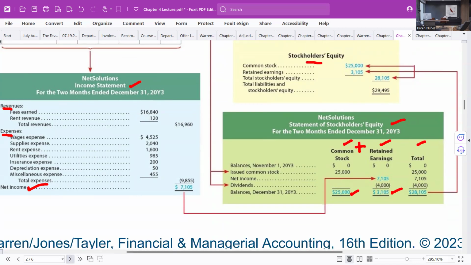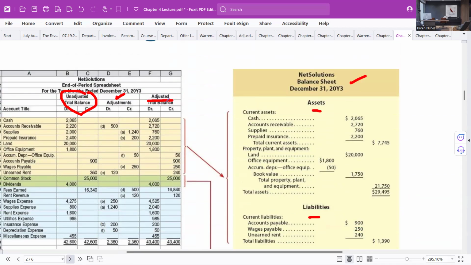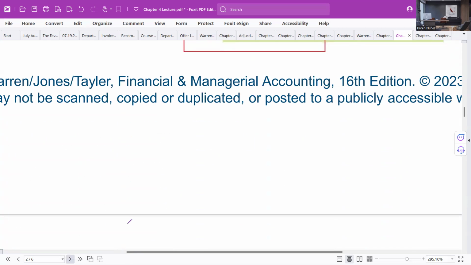So this chapter really starts out with preparing those financial statements. We prepare this post-adjustment trial balance. It's called an adjusted trial balance because it's after the adjustments. After we've prepared and posted all of the adjusting entries, we prepare a trial balance, and then from that trial balance, we can prepare these financial statements.